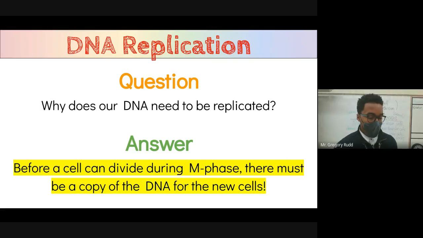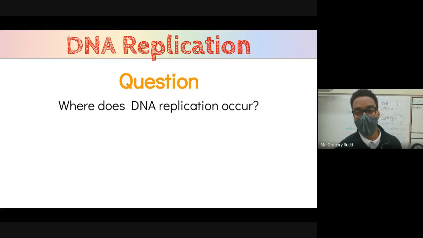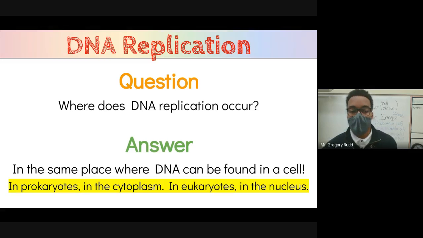The answer to the second question, which was where does DNA replication happen? Where we find DNA is where we would expect to have DNA replication occurring. This means that it occurs in the cytoplasm of prokaryotic cells because prokaryotic cells do not have nuclei, and it occurs in the nuclei of eukaryotic cells.